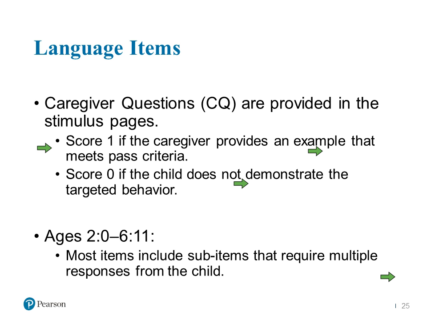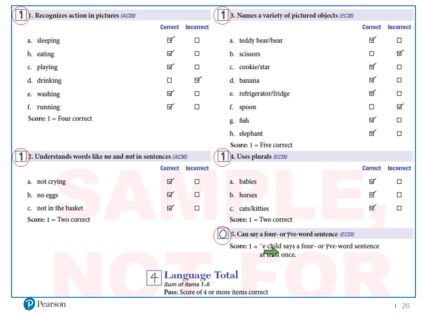For ages 2, 0 through 6, 11, most items include sub-items that require responses from the child. So let's look at a couple examples. Number 1 is recognizes action in pictures. They'll see specific pictures, and they'll have to identify what action is actually occurring. So remember what I said. Always make sure you look at what the score is. In this situation, a score of 1 would be 4 correct.